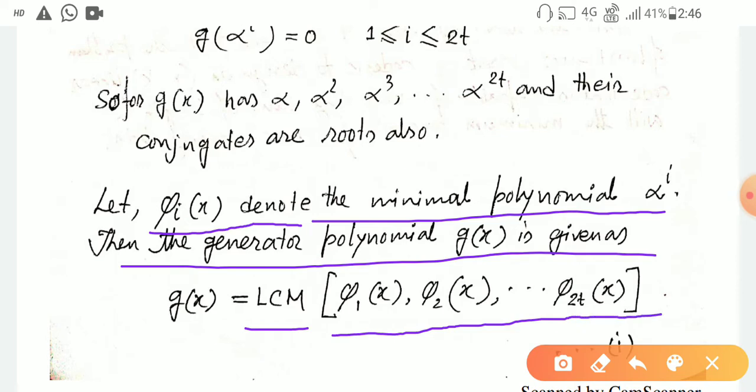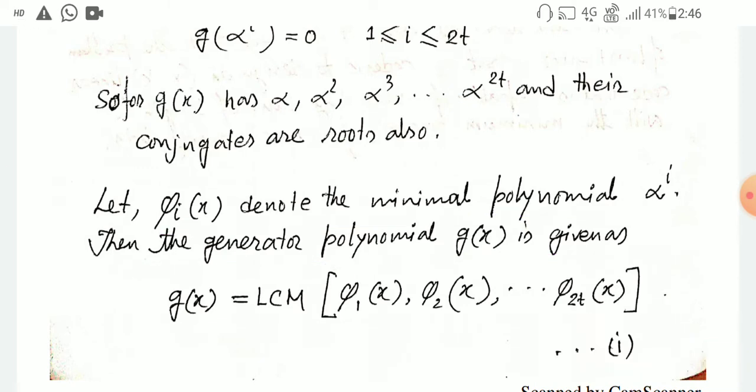This is the main and important thing, because if you are able to identify the generator polynomial for any kind of code, then you will be able to identify the code word or code polynomial also. So the generator polynomial for this BCH code is defined as the LCM of phi 1 of x, phi 2 of x, up to phi 2t of x.